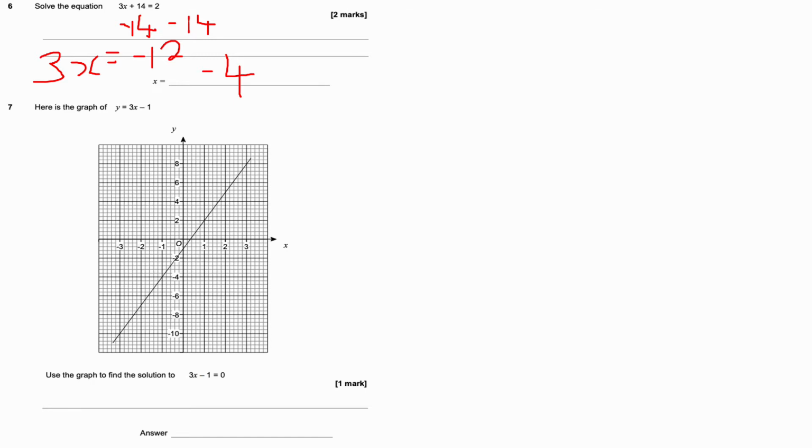This is question number 7, guys. Here is the graph of y equals 3x plus 1. Use the graph to find the solution to 3x minus 1 equals 0. Well, I'm looking at the line y equals 0, which is actually the x-axis. So I'm looking at this point here. That tells me that x is equal to a third, by looking at that graph.